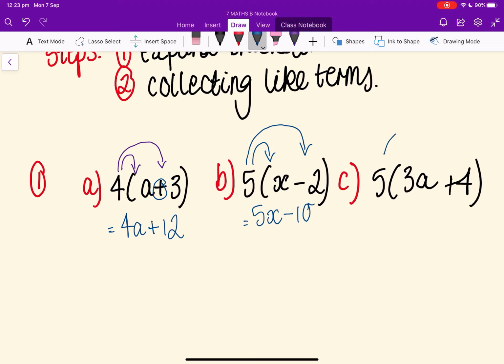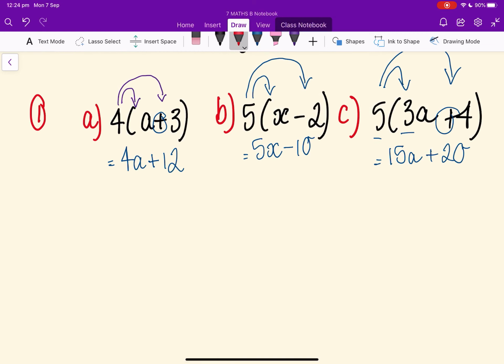Okay, it's getting a little bit more complex, but it's not necessarily harder. So we're going to multiply 5 by 3a and 5 by 4. 5 multiplied by 3 gives you 15, and then you're going to write a, okay? And then 5 times 4 gives you 20, so you're going to write plus 20 because there's an adding symbol here, okay? Let's move on to some more complex questions.